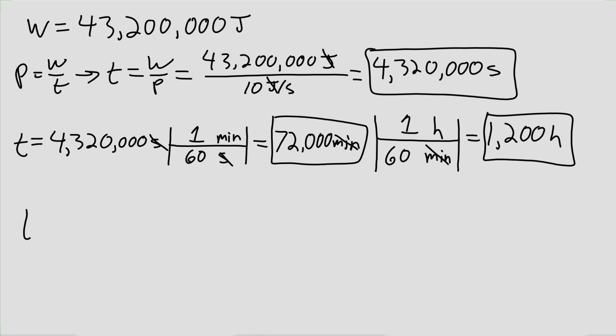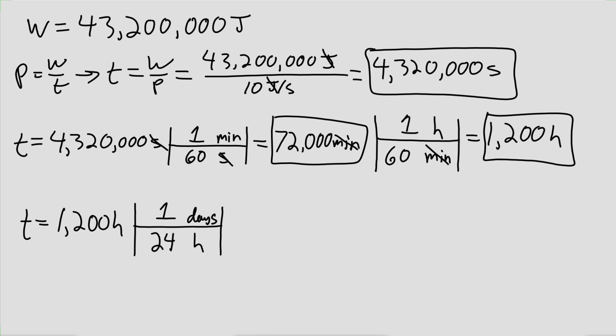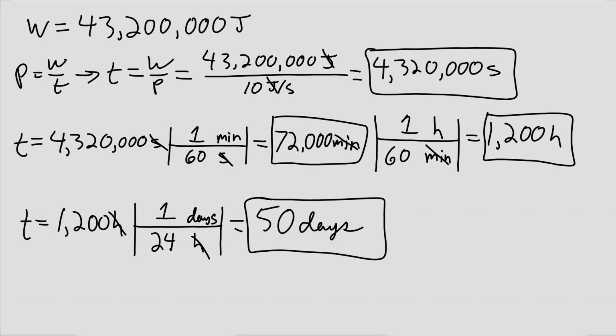And then the last thing I'm doing is that time in hours, 1,200 hours. I want to get out of hours and into days. So that's going to give me hours on the bottom, days on the top. I know that 24 hours and 1 day are the same thing. So hours cancel, and this will give me an answer in days. So 1,200 hours times 1 divided by 24 is going to give me 50. So 50 days.